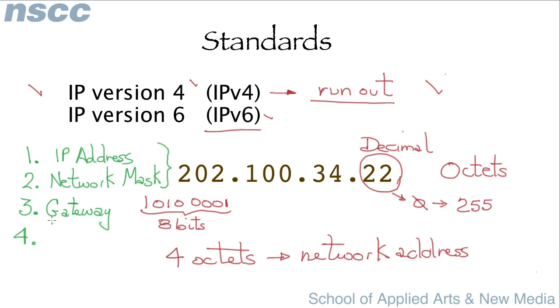Sometimes we also need another IP address, and that is of something called a domain name server. So this is an IP address. The gateway is an IP address. The network mask is a little different. It's not constructed quite the same as an IP address. And of course, this is your IP address here.